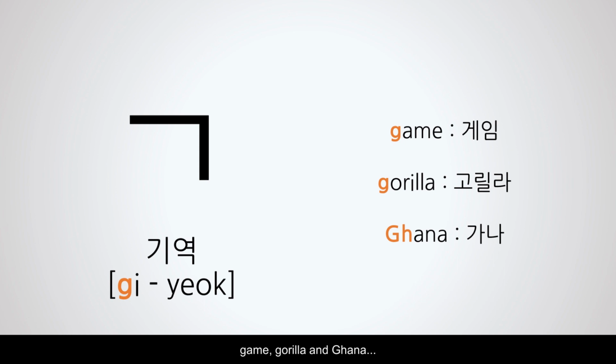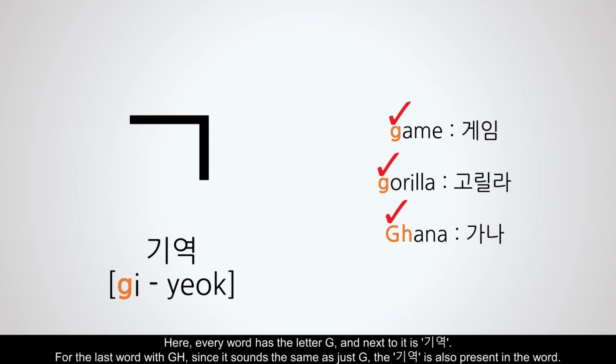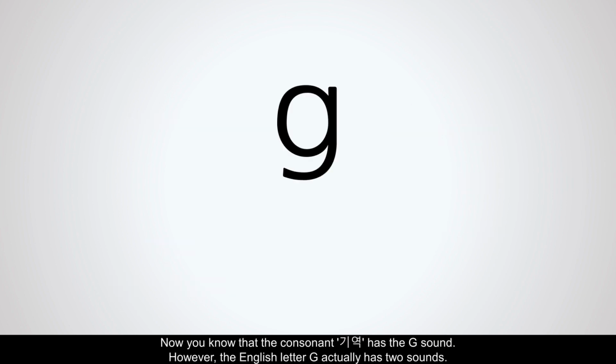Game, gorilla, and Ghana. Here, every word has the letter G, and next to it is gyeok. For the last word with GH, since it sounds the same as just G, the gyeok is also present in the word. Now you know that the consonant gyeok has the G sound.